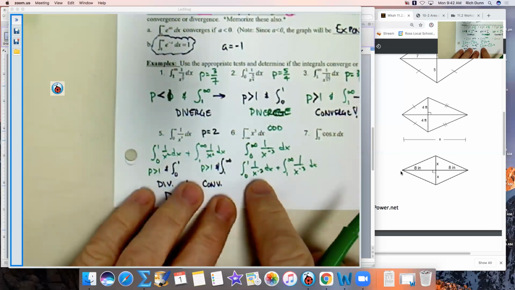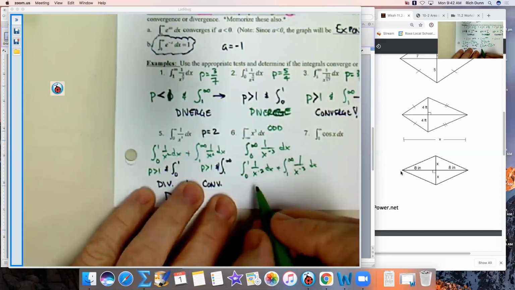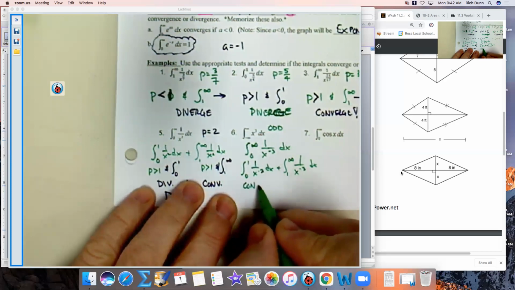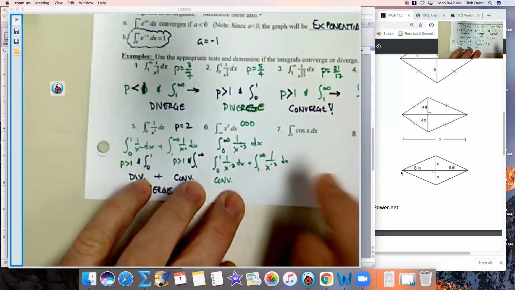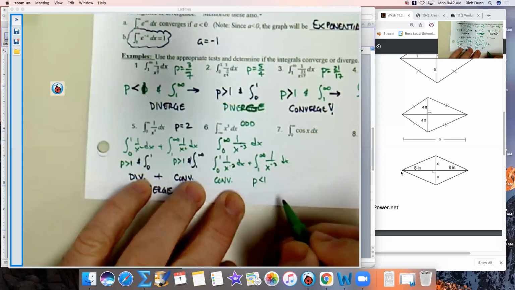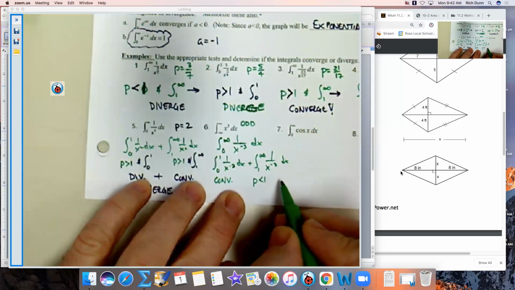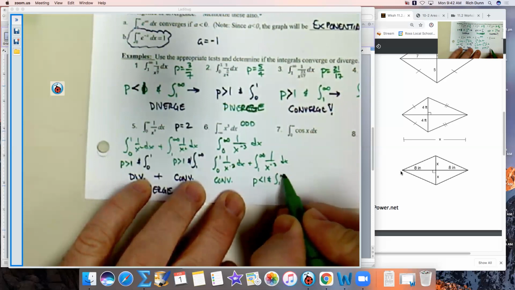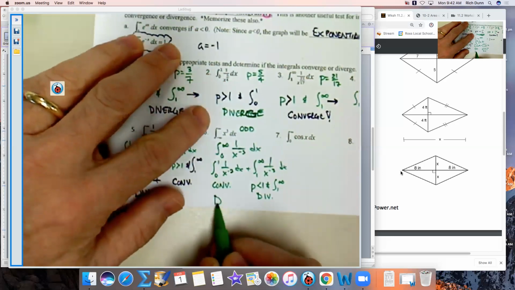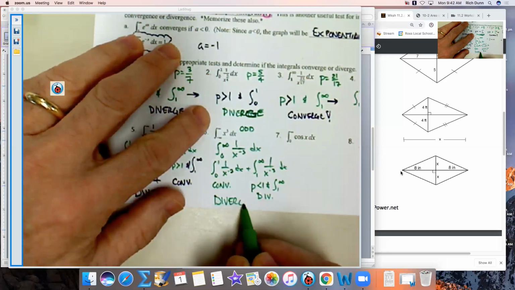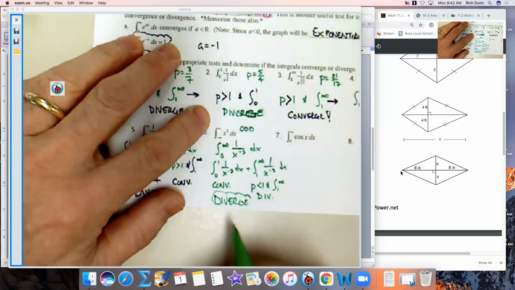In this case, we could show that this one converges, but unfortunately from 1 to infinity here, with our p-value being less than 1, this one will diverge. Therefore, the combination will result in divergence.